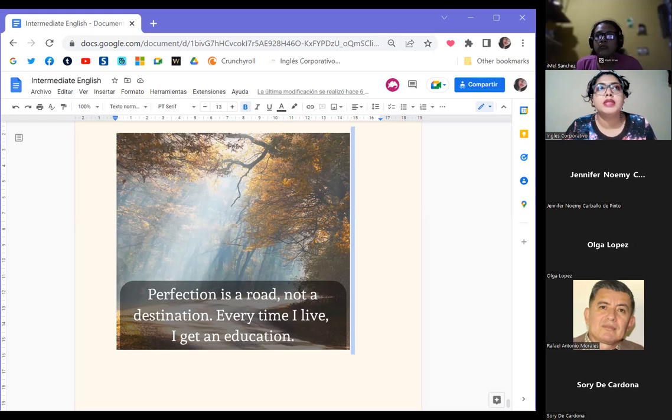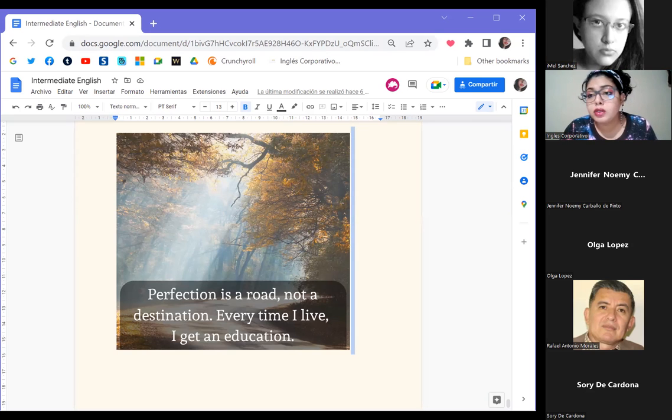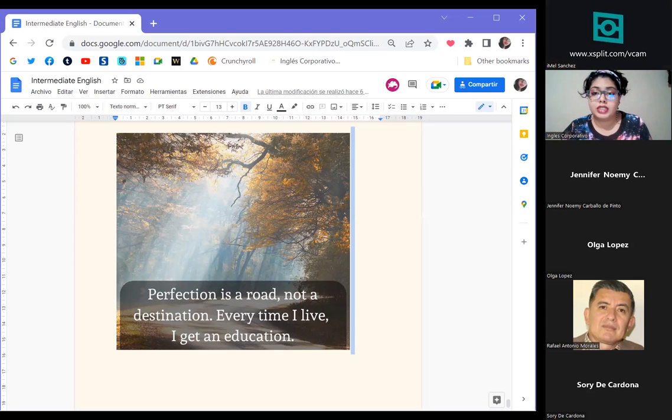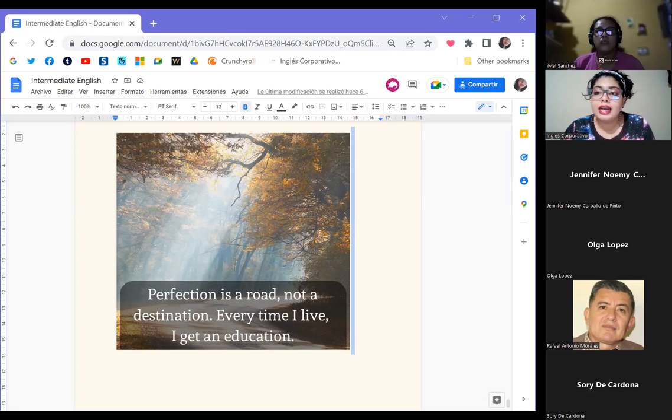We know that sometimes we have bad things, or we have bad moments, but that is part of the process. So you are not going to say it is all for me, because I don't want to continue with this situation. You are going to focus on the next goal that you are going to achieve. So perfection is a road and not a destination. Every time I leave, I get an education. I learn something new. And it doesn't matter if we are children, teenagers, adults, we are going to learn something new every single day.